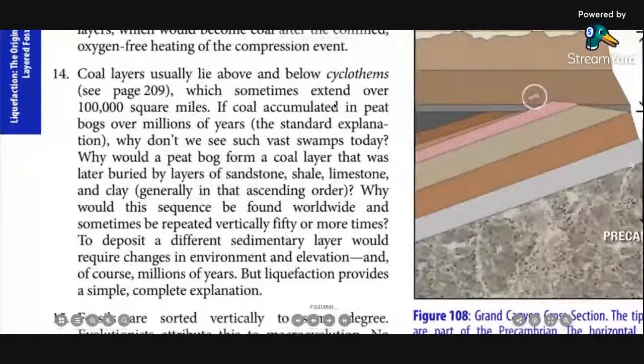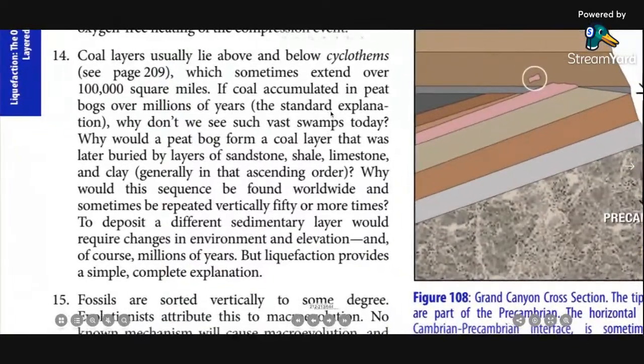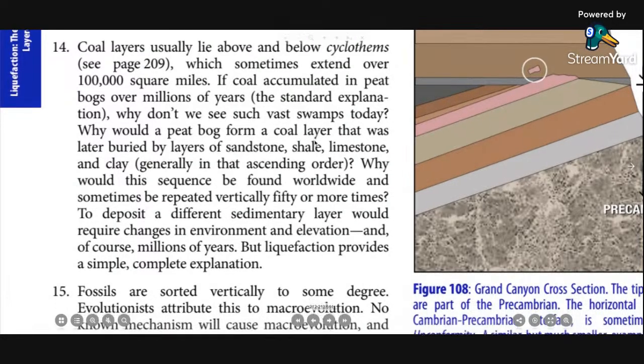Number 14. Coal layers usually lie above and below cyclothems, see page 209, which sometimes extend over 100,000 square miles. If coal accumulated in peat bogs over millions of years, the standard explanation, why don't we see such vast swamps today? Why would a peat bog form a coal layer that was later buried by layers of sandstone, shale, limestone, and clay, generally in that ascending order?